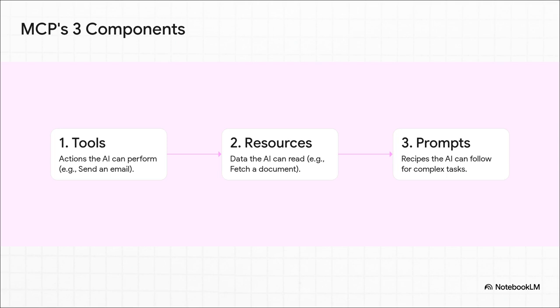Okay, so first up, you've got tools. These are the verbs, the actions. Think send an email or create a Jira ticket. Super simple. Second, you have resources. These are the nouns, the data the AI can read. Go fetch this document or get me the latest sales numbers. And finally, you've got prompts. Think of these like recipes. They're prepackaged workflows that the AI can just follow, like a step-by-step guide for a really complex task.